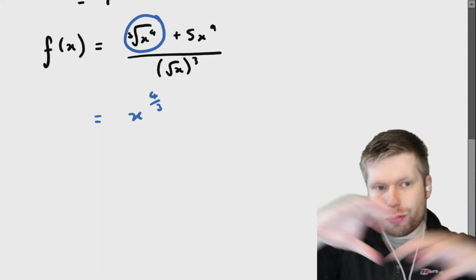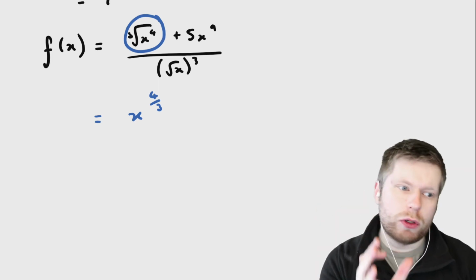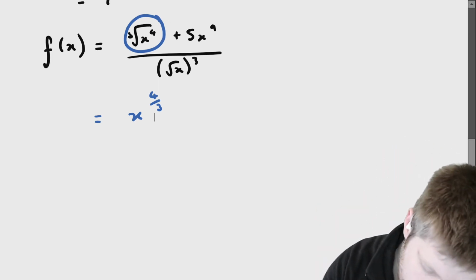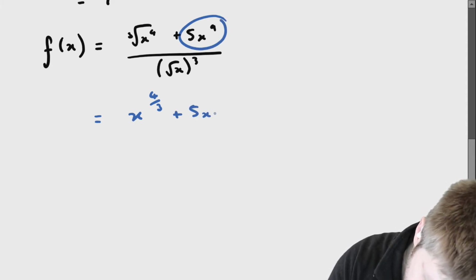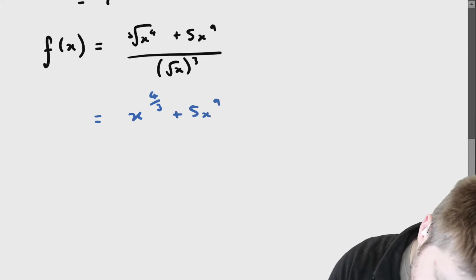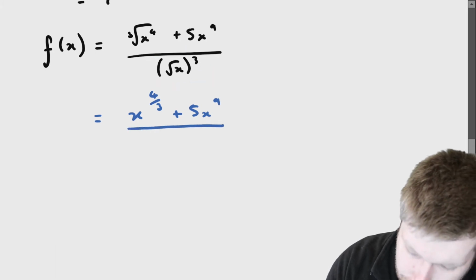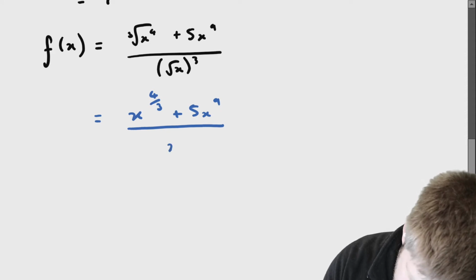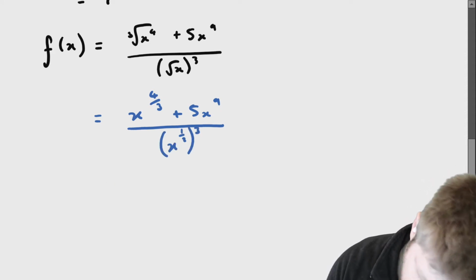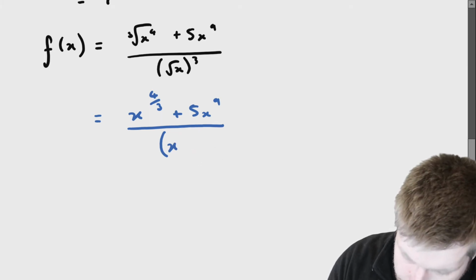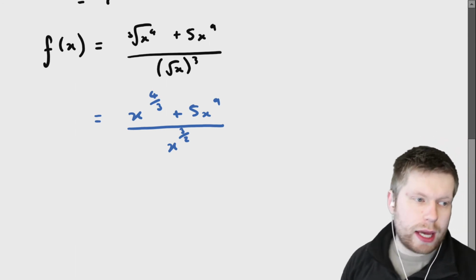You remember that when I have roots, I can write that as a fraction where the denominator of the fraction is whatever root I'm taking, the nth root. Now I've got 5x to the power of 9, so I'm going to leave that alone, so plus 5x to the power of 9. And then I'm going to divide that by the square root of x cubed. Again, I can write that as x to the power of a half, all cubed. If I do a little bit of tidying up, multiply the fractions together, I get 3 over 2, so that's on the denominator.